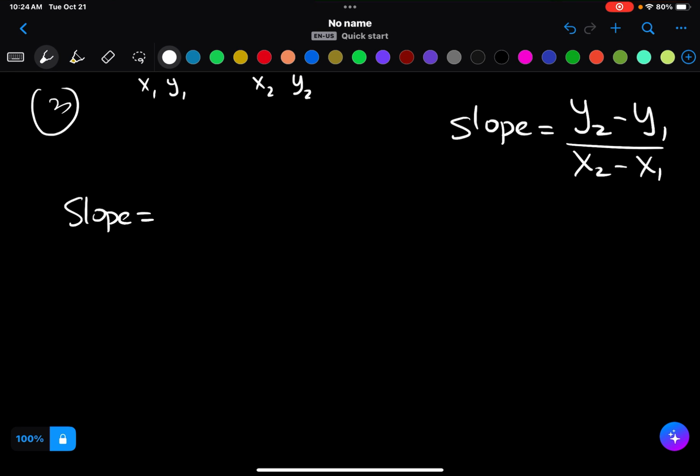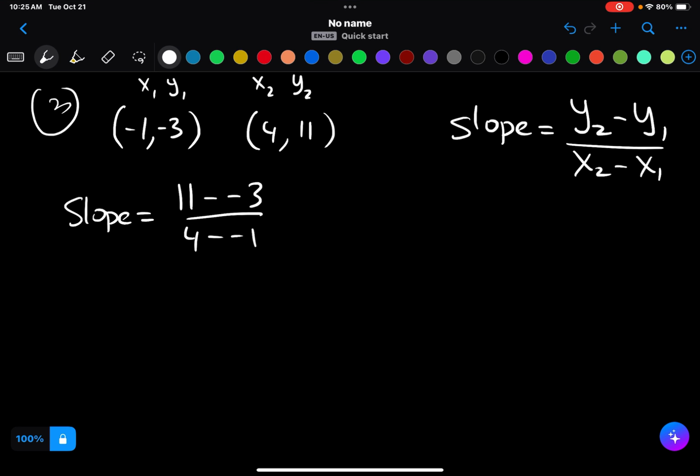All right, for number 3, the 2 points are (-1, -3) and (4, 11). Again, same thing, plug it into the slope formula. So it's going to be y2, which is 11, minus y1, which is negative 3. So it'll be 11 minus a negative 3. And then x2, which is 4, minus x1. So it'll be 4 minus a negative 1. So again, that double negative. So that's going to be 11 plus 3 over 4 plus 1, which ends up being just 14 over 5.